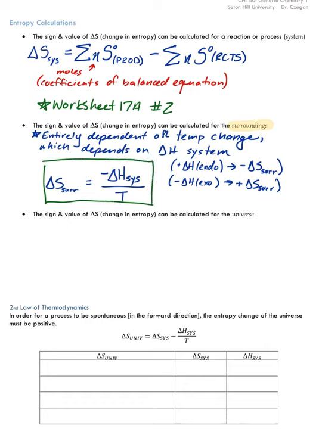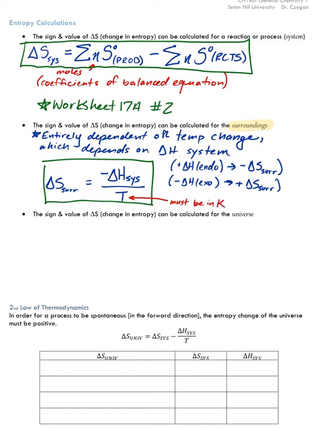So this is the second equation we need to know for this material, the first equation being the one from up above. In this equation, it's important to know that temperature must be in Kelvin, because the units of delta S are joules per mole Kelvin. So we need it to be in Kelvin in order to get the right units.